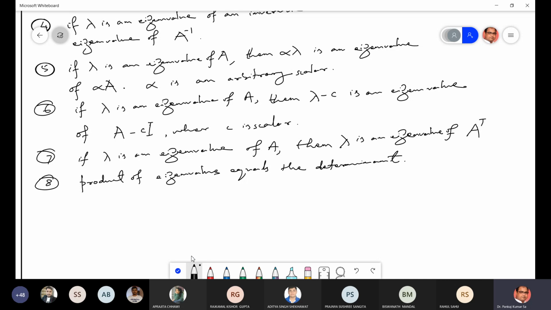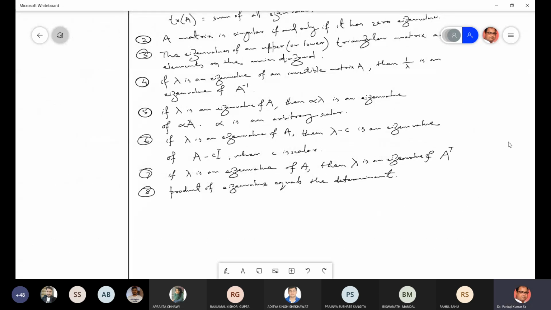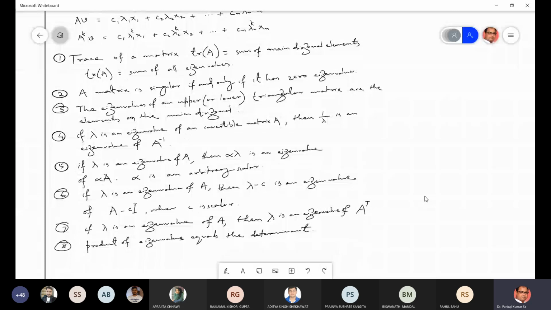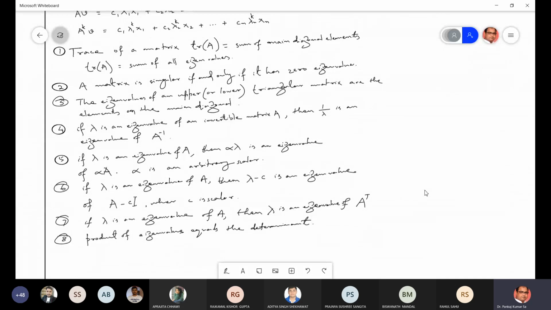So these properties in one way or other, in multiple domains of computer science, they actually help a lot. After all, whenever you are going for any kind of matrix operation, in fact, almost every problem domain that you take care of will be related to matrix. And these eigenvalues, eigenvectors, they actually come in a great help.